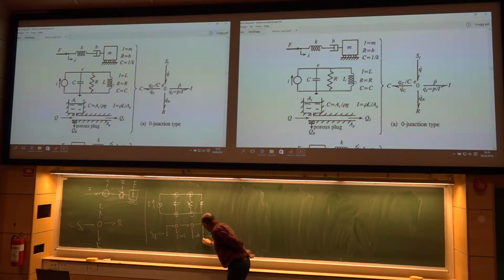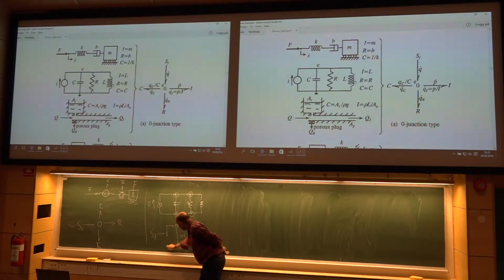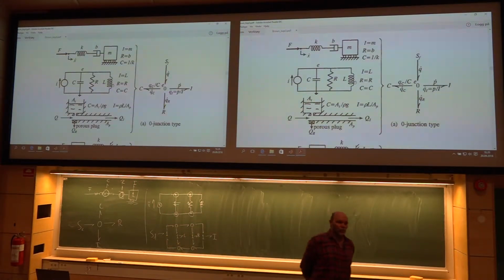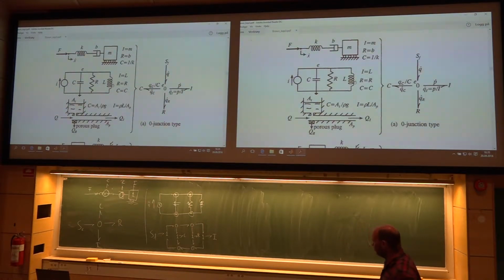And then we close everything down to 0, 0, and finally back again to the one junction. That is the raw bond graph for that problem. It looks rather messy actually.